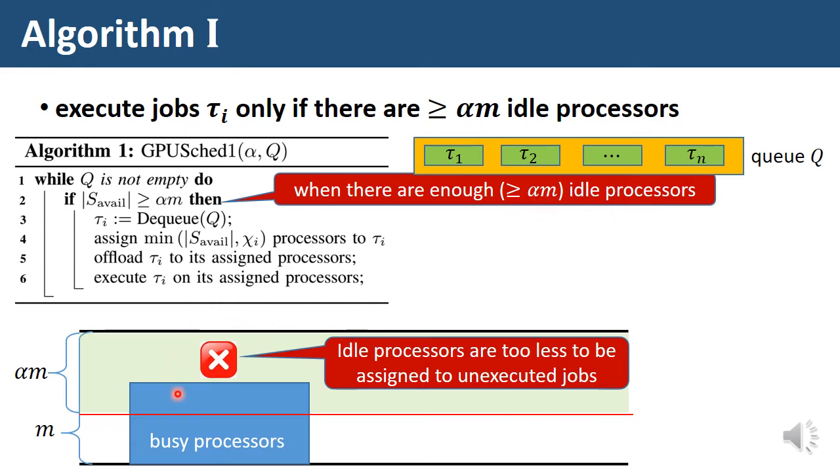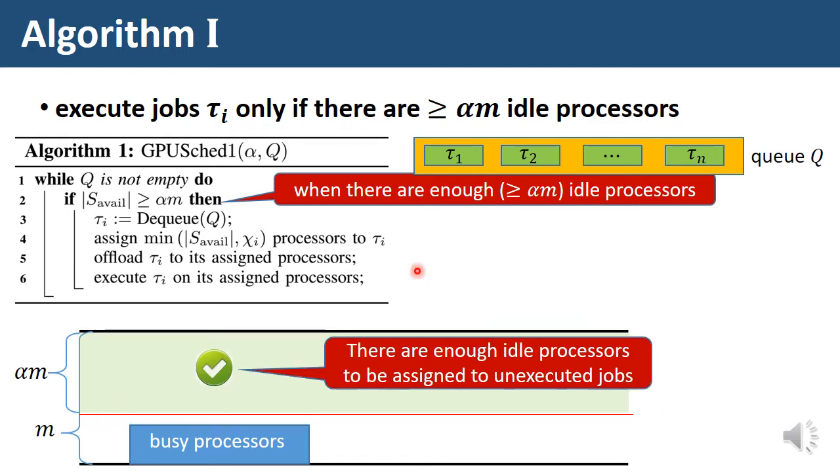And look at this picture. In this direction, although there are idle processors, we do not assign them to new jobs because these idle processors are too few to be assigned to unexecuted jobs. And in this direction, we can see that there are more than alpha m idle processors here, so there are enough idle processors to be assigned to unexecuted jobs.